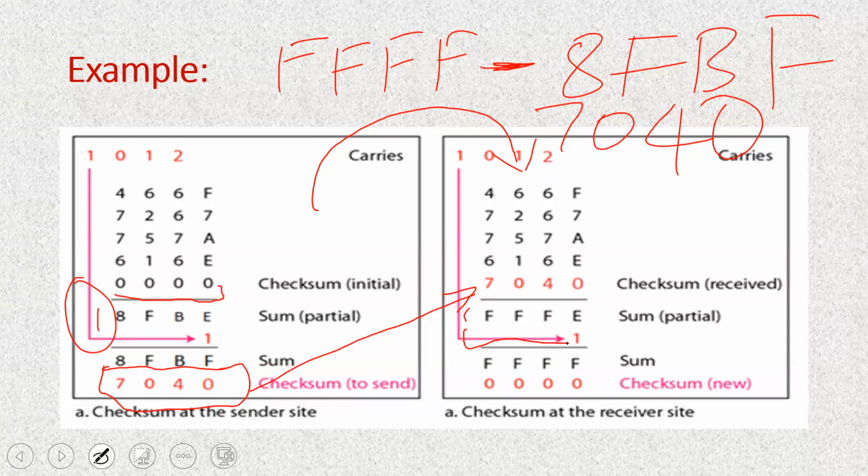You take the 1's complement. What is the 1's complement? FFFF minus the answer. FFFF minus FFFF is 0000. That is the answer. So no error, accept.